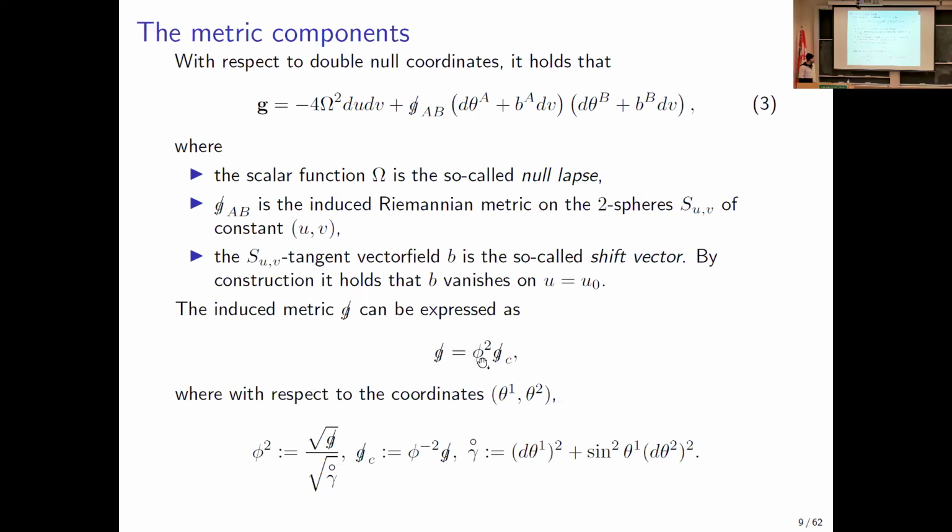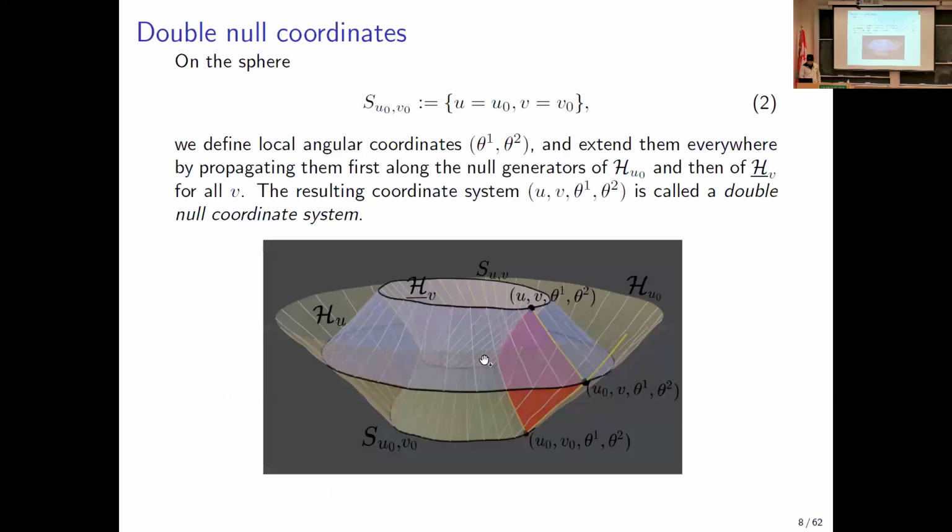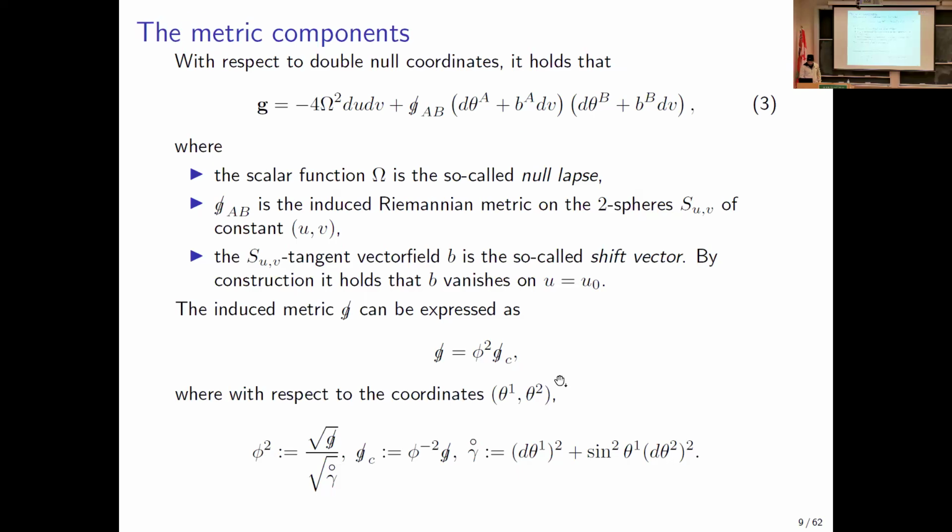And this phi here gives you the size of the spheres. Think of this as being a unit sphere on each of the sections. On each of the sections here, you have a round metric, a unit round metric. And phi is the factor that compares the induced metric with that round sphere. Again, next time we'll be more specific. But this conformal factor gives you somehow the radius, and omega, as I said, gives you how the spheres are separated.